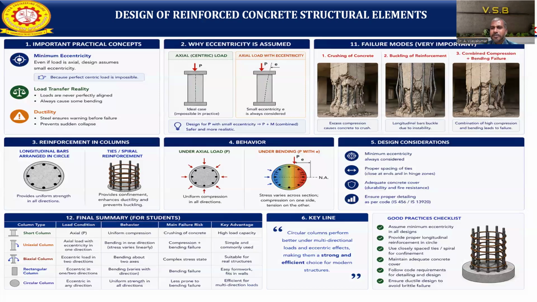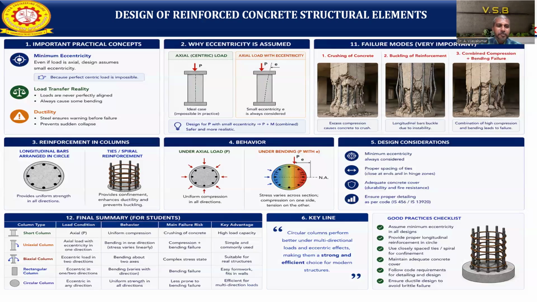Here we see the different types of failure modes for a column. First is crushing of the column, second is buckling of the reinforcement, and third is combined compression and bending failure. Crushing of the column happens when excess compression causes the concrete to crush. Second is buckling of the reinforcement, where the longitudinal bars buckle due to instability. Third is combined high compression and bending, where the column cannot resist, so it leads to failure of the column.